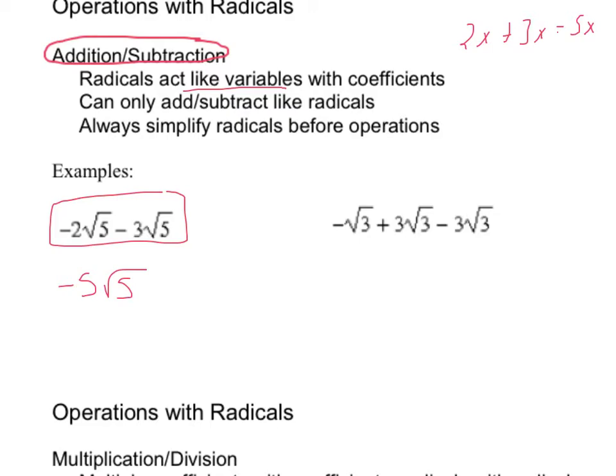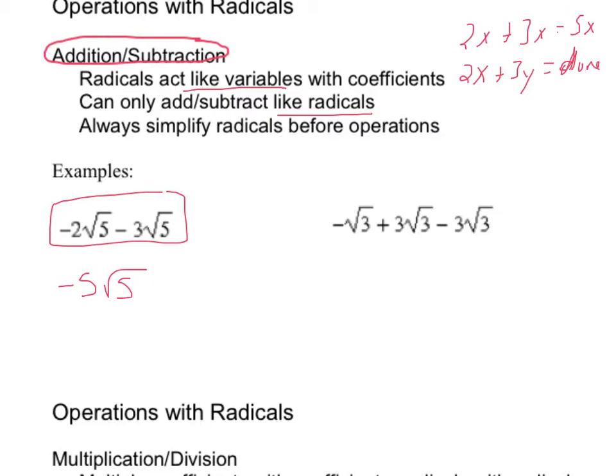Okay? You can only add and subtract like radicals. So for example, if I had 2x plus 3y, you're done. There are no like terms. It's considered finished. So keep that in mind.